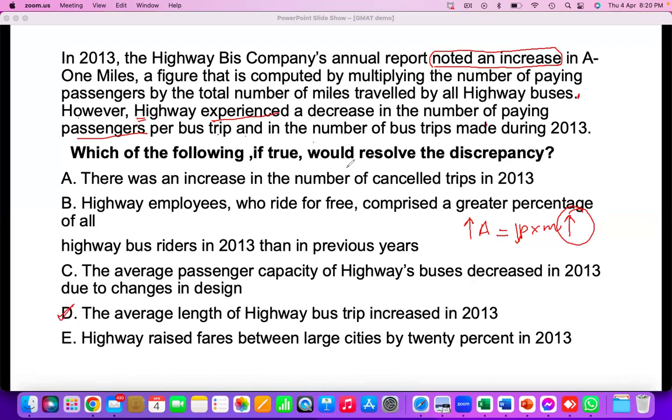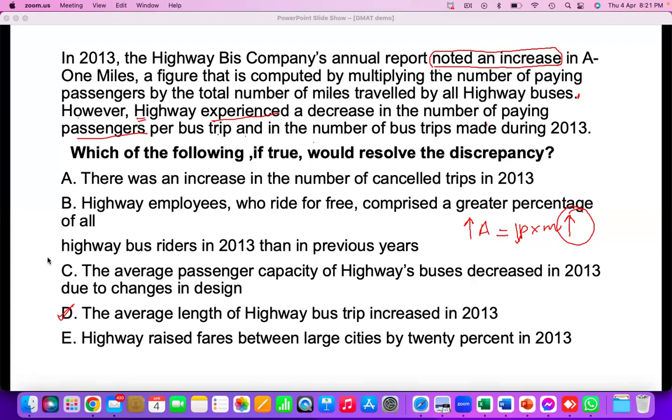If you understand the heart of the argument, it becomes so easy. The moment you write A is equal to P into M, and A has increased, P has decreased, it's very easy to figure out that M must increase. Simple? Clear? Cool. So this is again an original GMAT question. These are the type of questions which are asked in GMAT.